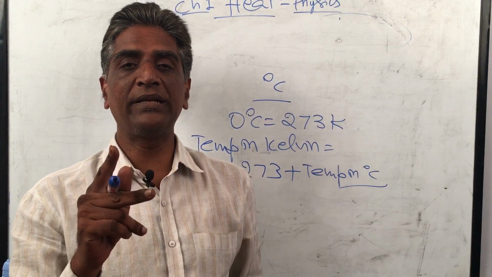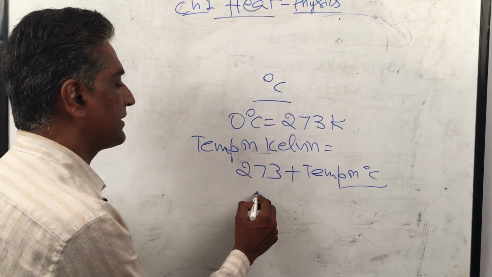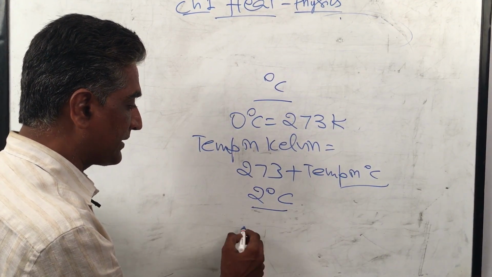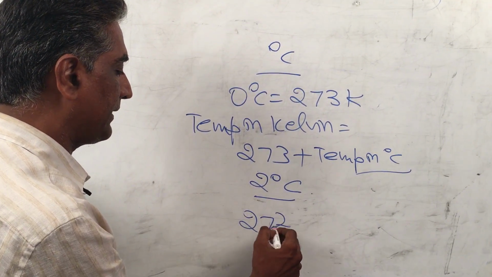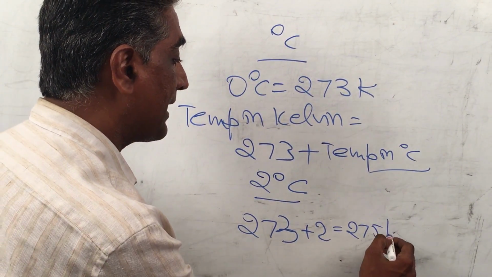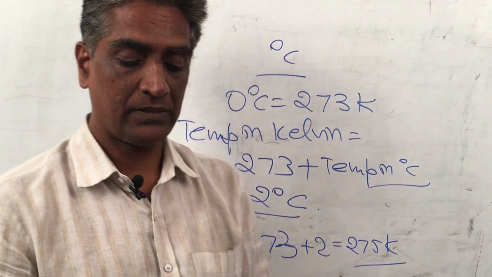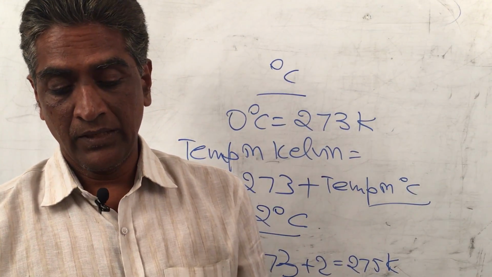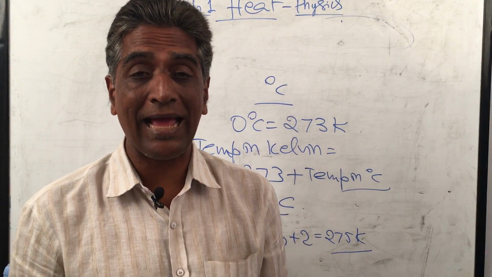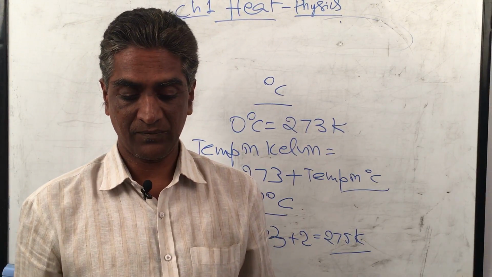So, suppose the temperature is 2 degree Celsius, then in Kelvin how much is it? 273 plus 2 is equal to 275 Kelvin. It's that simple. Note, temperature measured on the Kelvin scale is called absolute temperature.